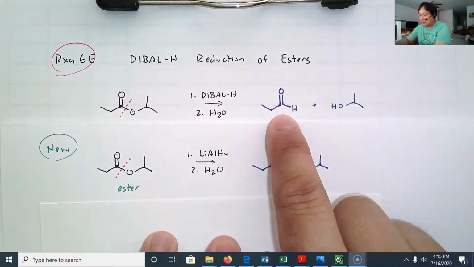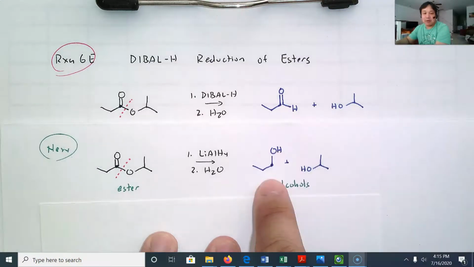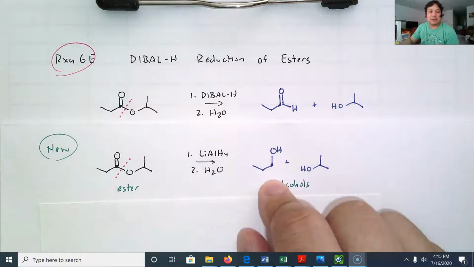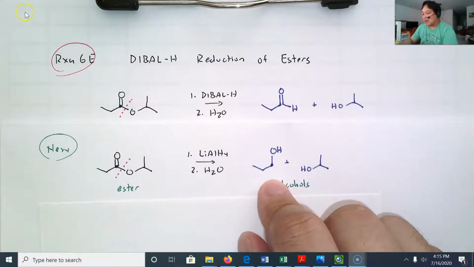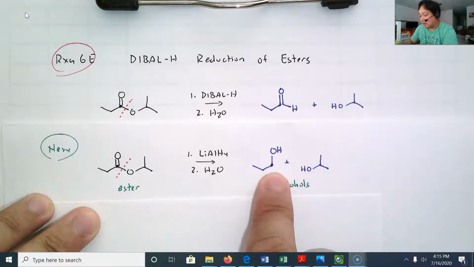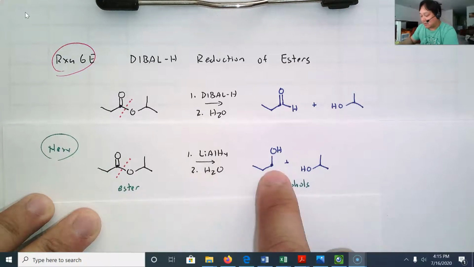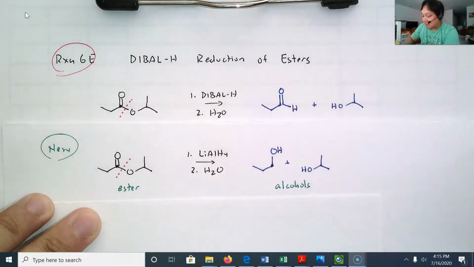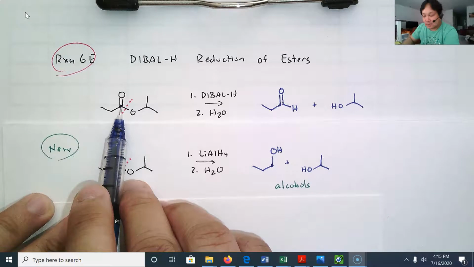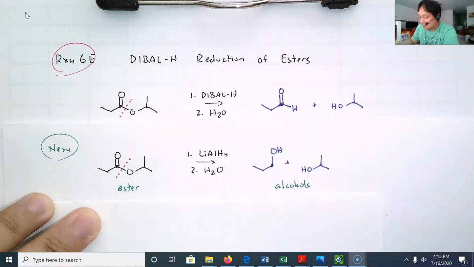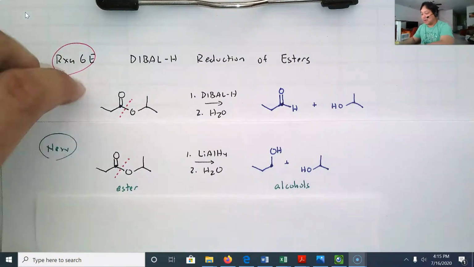But here we go to an aldehyde, here we go to an alcohol. It's a weakened version of LiAlH4. We didn't reduce all the way to the alcohol. Here we went from 3 bonds to oxygen on this dot to 1 bond to oxygen. But here we went from 3 bonds to oxygen to 2 bonds to oxygen. Okay, so you could think of it that way as well.